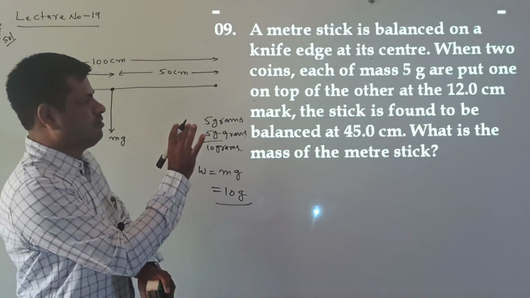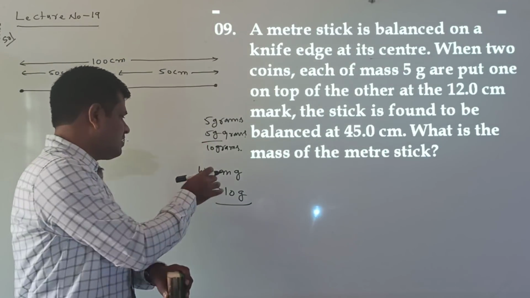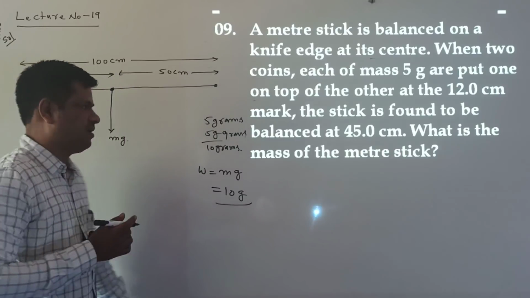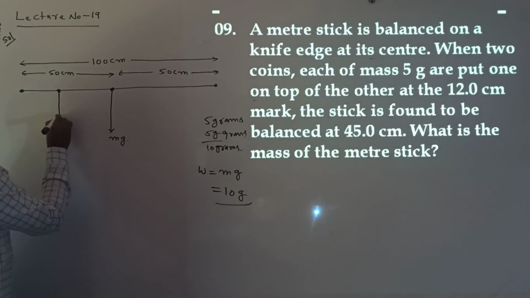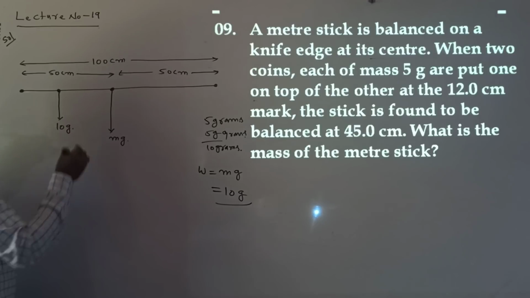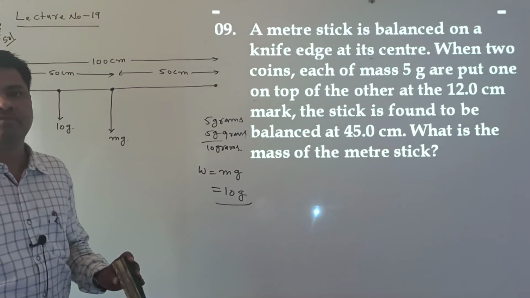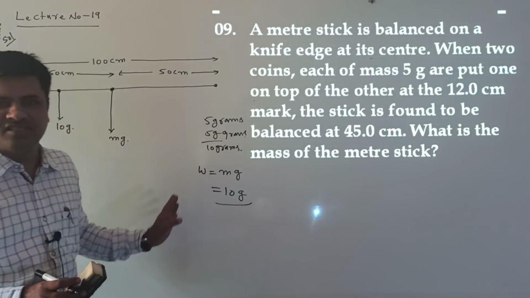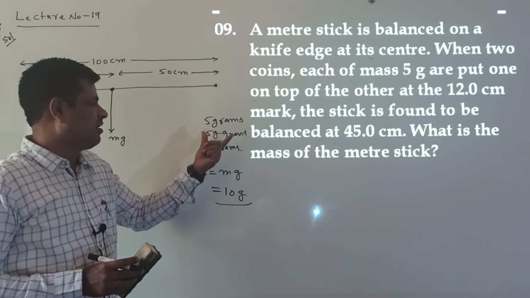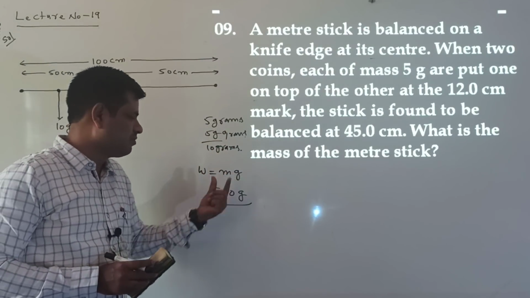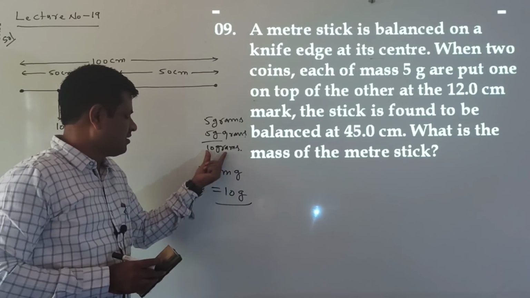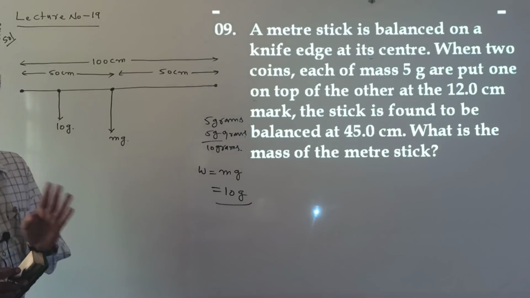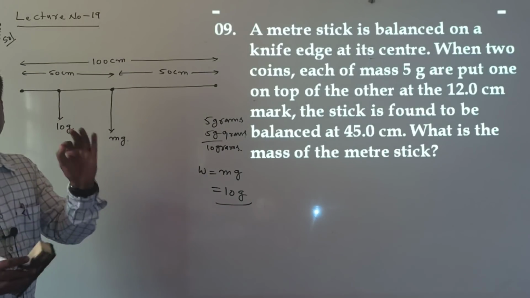Its weight means m into g. Here m is the mass, 10 gram, and g means acceleration due to gravity. Weight is acting towards the center of the earth, that is considered as 10 g here, not 10 gram. G means acceleration due to gravity. Don't confuse here. Weight is equal to m into g, mass is 10 grams. This 10 g is not 10 grams, this is 10 into g, where g is acceleration due to gravity.